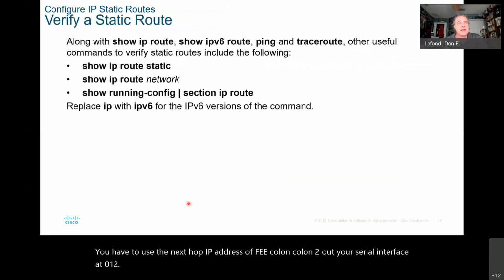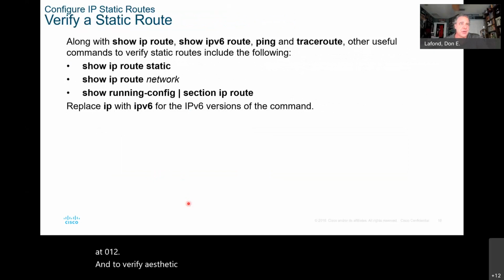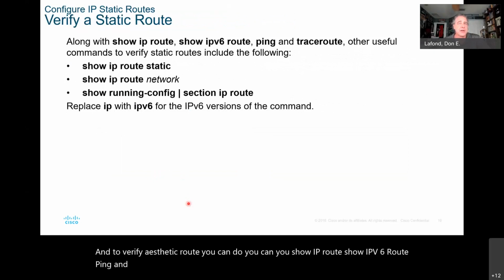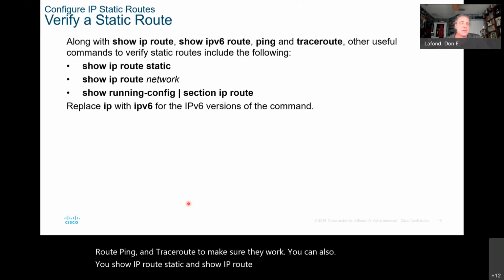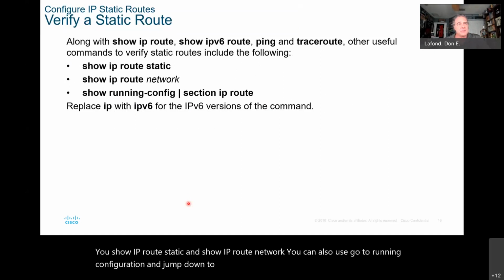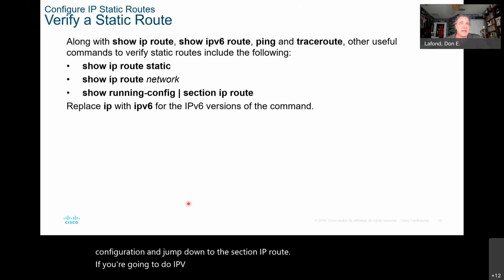And to verify a static route, you can use show ip route, show ipv6 route, ping, and traceroute to make sure they work. You can also use show ip route static and show ip route network. You can also go to the running configuration and jump down to the section ip route. If you want to verify IPv6 routes, you just add ipv6 instead of ip, and you get the IPv6 version of the command.